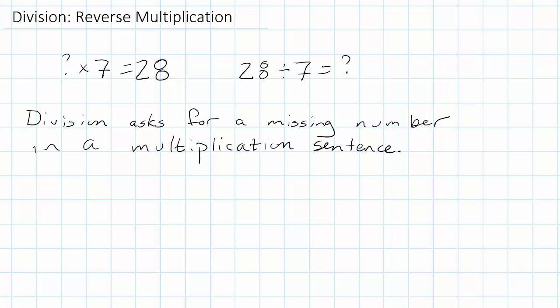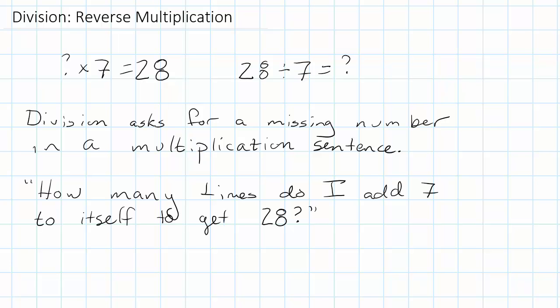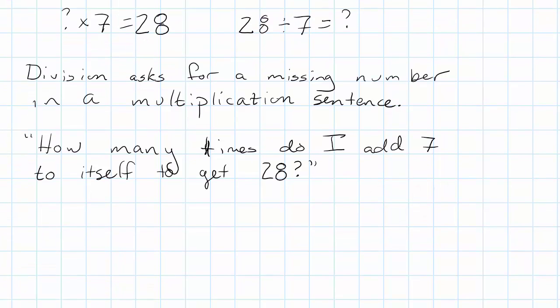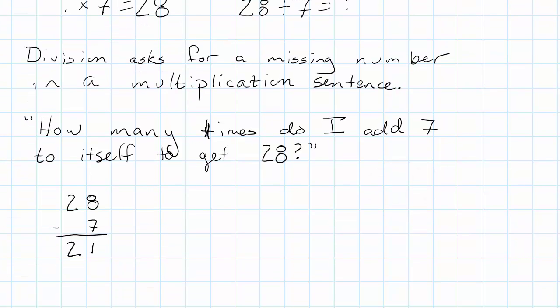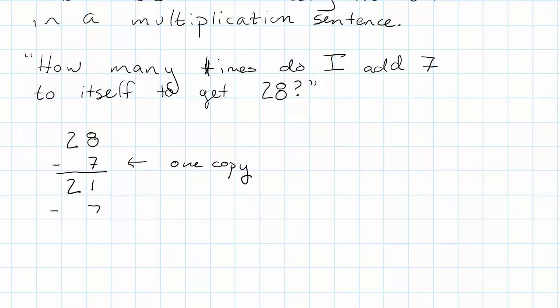How can we find out the answer to this question? The most obvious way is to think about what the multiplication is doing. This is saying, how many times do I add 7 to itself to get 28? And one way we can find that out, well, the opposite of repeatedly adding in 7s is repeatedly taking out 7s. So we could say 28 minus 7 is 21.